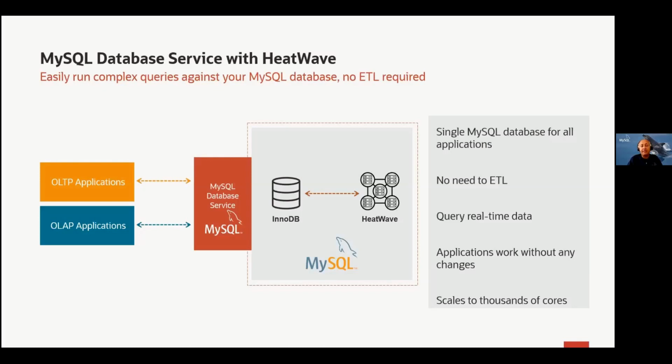And HeatWave scales to thousands of cores. One of the characteristics of analytic workloads is that they are usually pretty large in terms of data volume. And as the data you need to analyze scales, HeatWave will scale up very well on a large number of cores. And we talked about some of this in the previous presentation.